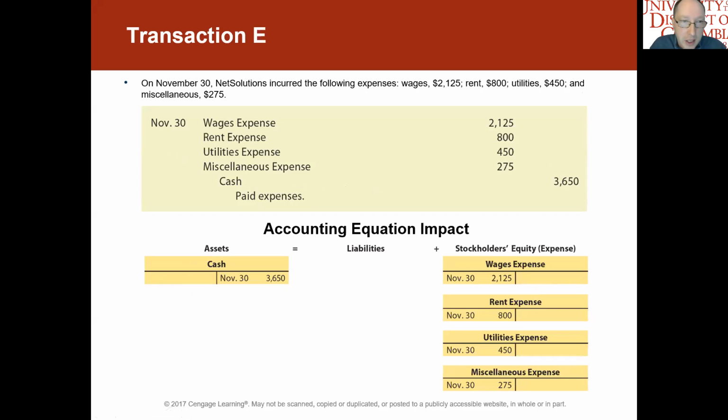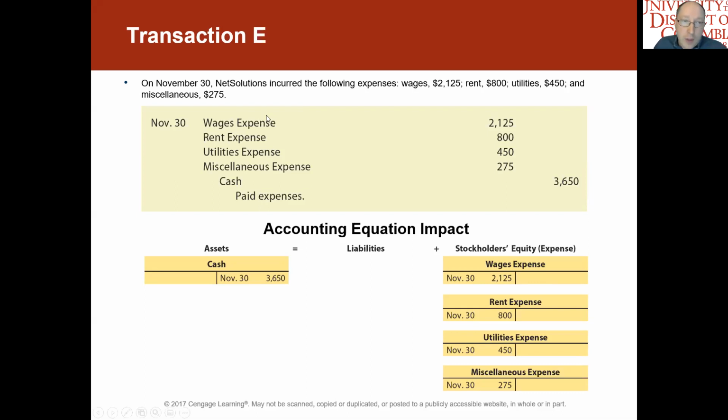Looking at transaction E from our earlier example, on November 30th, we recorded a bunch of expenses, as you recall. We paid our employees $2,125. We paid rent for $800. We paid our utility bills, which is like our electric and our internet and our water and cable and whatever, for $450. And we recorded some miscellaneous transactions for $275. Miscellaneous transactions could be things like office supplies, things like paper and pencils and printers, ink, and so forth and so on. That's miscellaneous expenses.